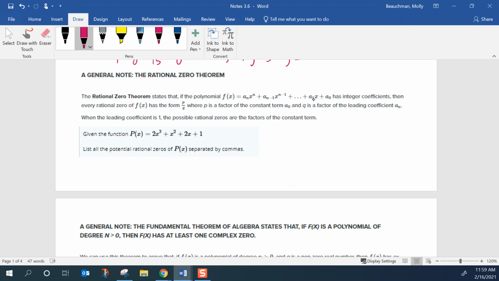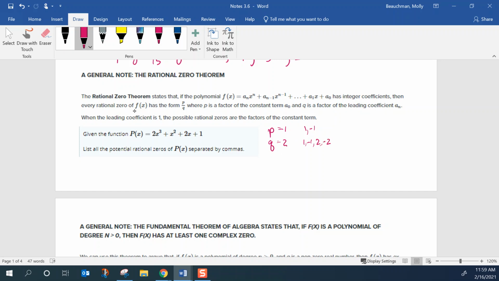All right, so what does this say again? Every rational zero has the form p over q, where p is a factor of the constant term. So p in this case is the constant term, which is 1. The only factors of 1 are 1 and itself, either 1 times 1 or negative 1 times negative 1. Q is a factor of the leading coefficient a sub n. The leading coefficient is 2. The factors of 2 are 1, negative 1, 2, negative 2.